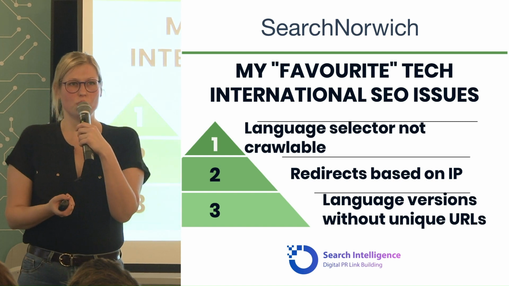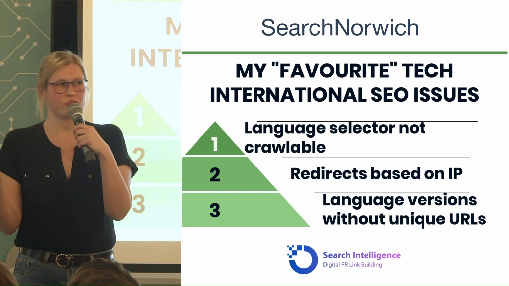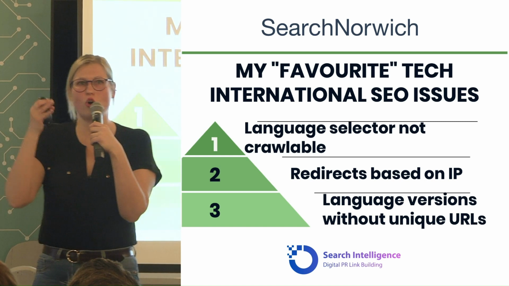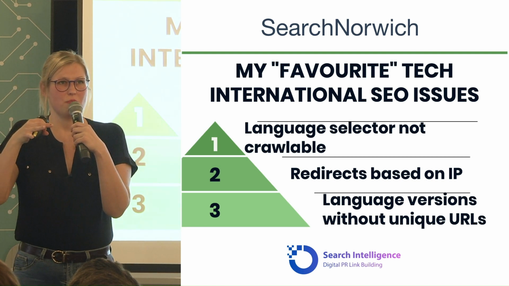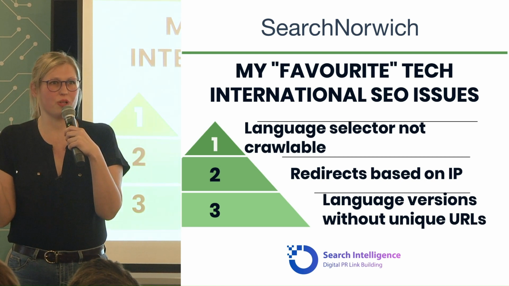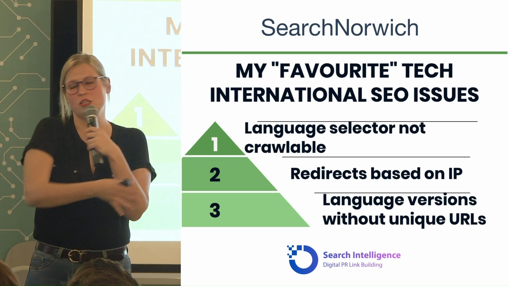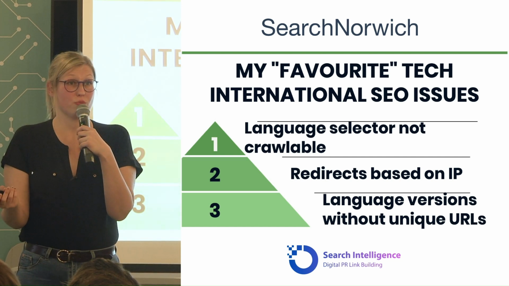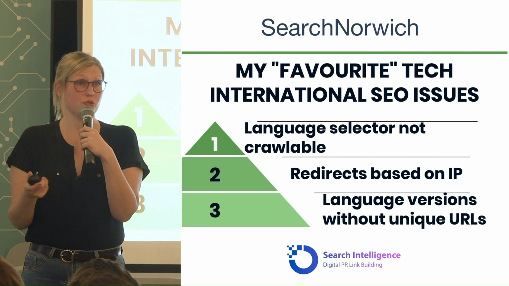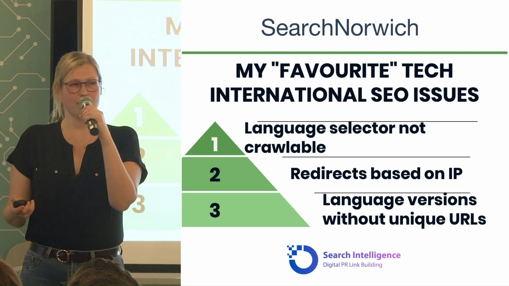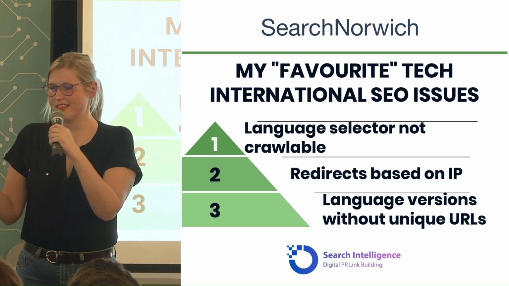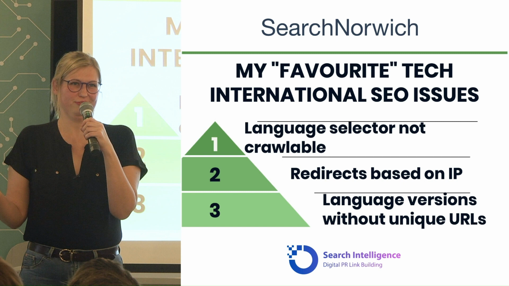And Google is known to try to crawl websites from different IP addresses than their own US ones, but it's only a small percentage of crawl. Most of the crawling comes from the US. So if you do that, it's a huge SEO issue because mostly the English will be discovered, so don't do that. And then back to number 1, language selector not crawlable.